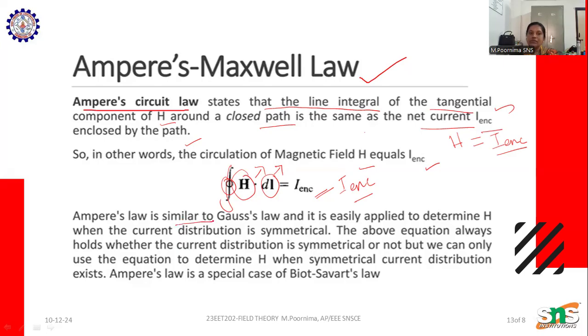Here, Ampere's law is similar to Gauss's law and is easily applied to determine H when the current distribution is symmetrical. The above equation always holds whether the current distribution is symmetrical or not, but we can only use the equation to determine H when a symmetrical current distribution exists. Ampere's law is a special case of Biot-Savart's law. This is the introduction to Ampere's law.